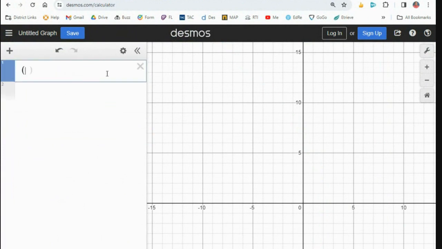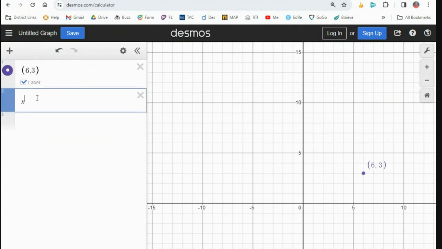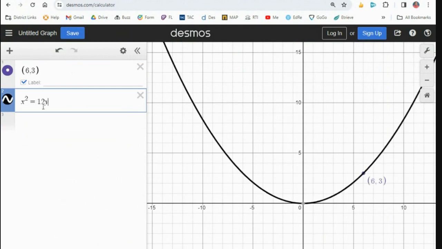Okay, let's put our (6, 3) first up there and see if we hit that point. There's the point (6, 3). All right, and we said it's x squared equals 12y. Oh, look there. That graphed a parabola, and it went through the point (6, 3). See how we got there?